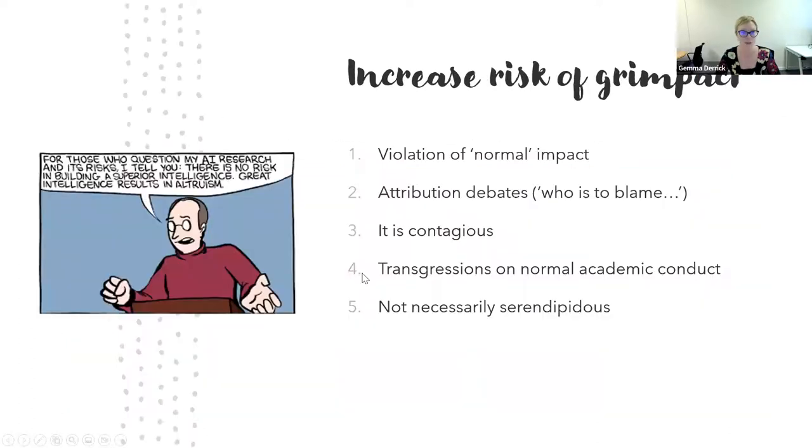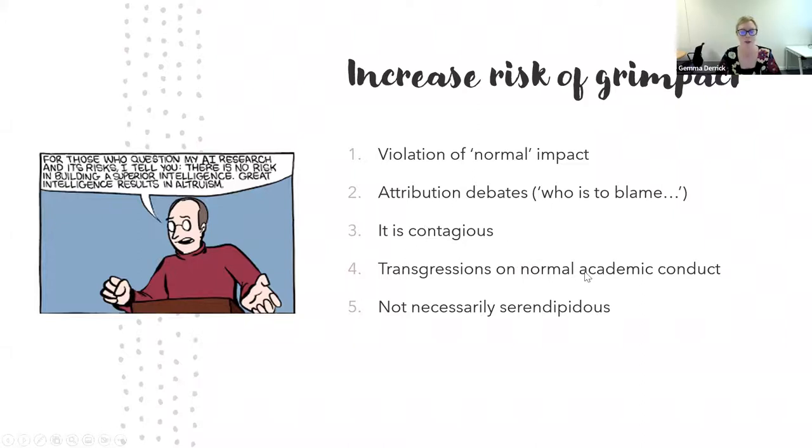From a research community perspective, however, there are several characteristics of the community that increase the risk of grimpact occurring. This is the violation of normal impact that I was telling you before. The idea of attribution debates, the fear that people have to be blamed for when research goes wrong. If your research culture is set up only to reward those benefits that are considered positive to society, then there is an unintentional silence of those incidents of research that don't go as planned. It is contagious, and unfortunately, the internet and the use of social media increases the risk of this contagion. And I know that's a particularly wrong word to use this side of the COVID pandemic, but it's apt.